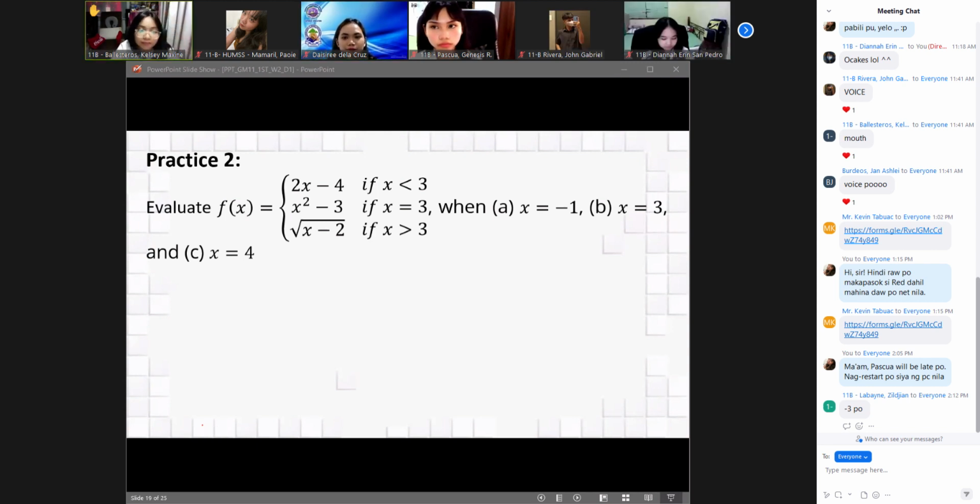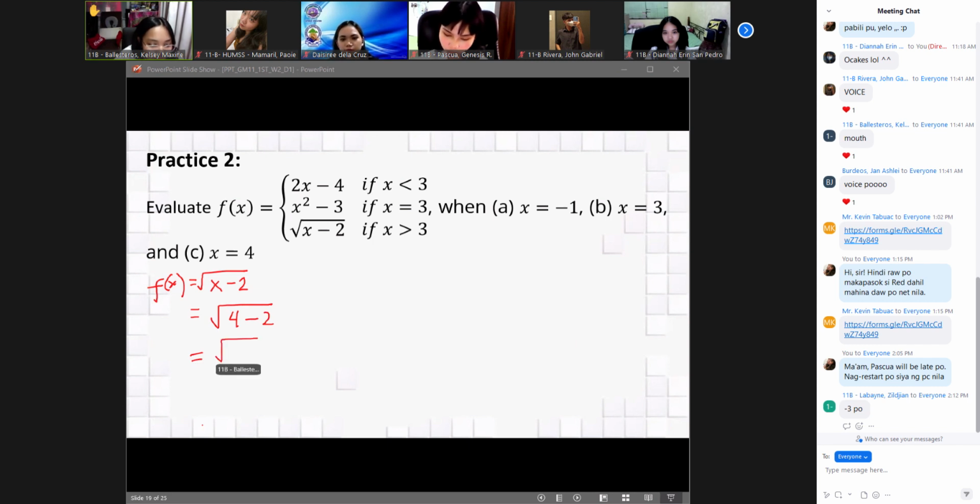So, sa number 3 po, ang gagamitin po natin ay sa letter C, yung f of x is equals to square root of x minus 2, kasi 4 is greater than 3. So, substitute po natin. Square root of 4 minus 2 is equals to square root of 2. So, wala na po siya. Ang final answer po is square root of 2.